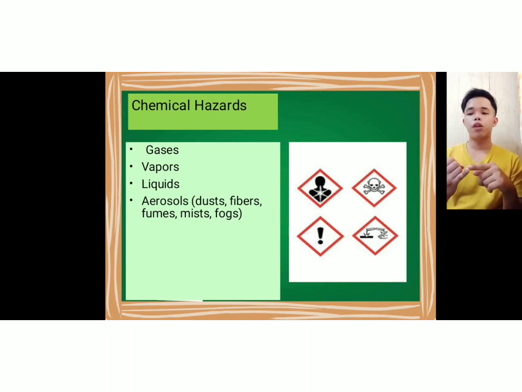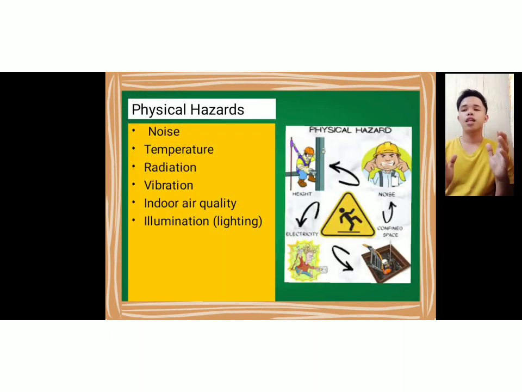Due to their properties, chemical hazardous substances can be toxic, explosive, flammable, and self-reactive. A physical hazard is an agent, factor, or circumstance that can cause harm with contact. Best examples are noise, temperature, radiation, vibration, indoor air quality, and illumination or lighting.